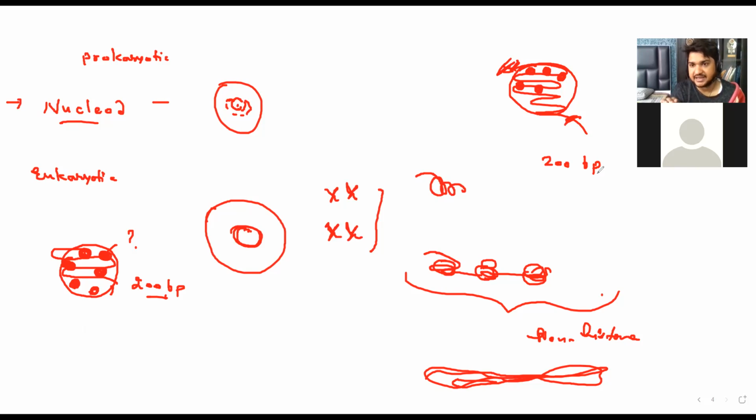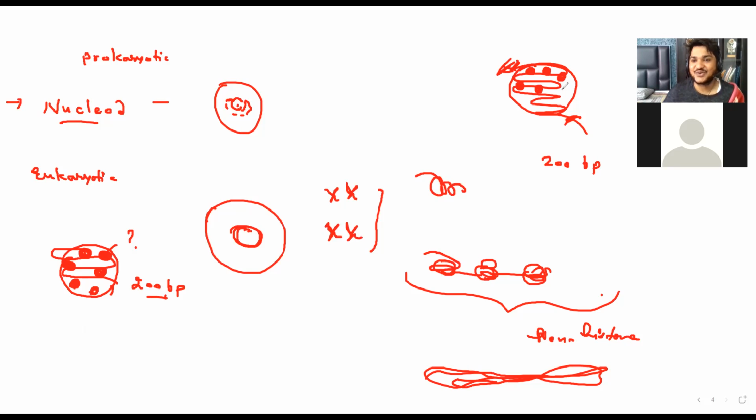I am saying a total of 200 base pair are contained by the nucleosome. So how many base pair will be contained by a single histone octamer? Not the length. 200 divided by 8. It's 25.